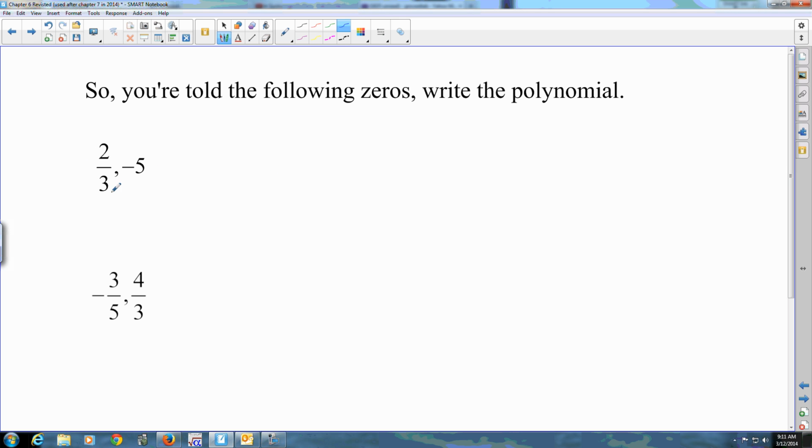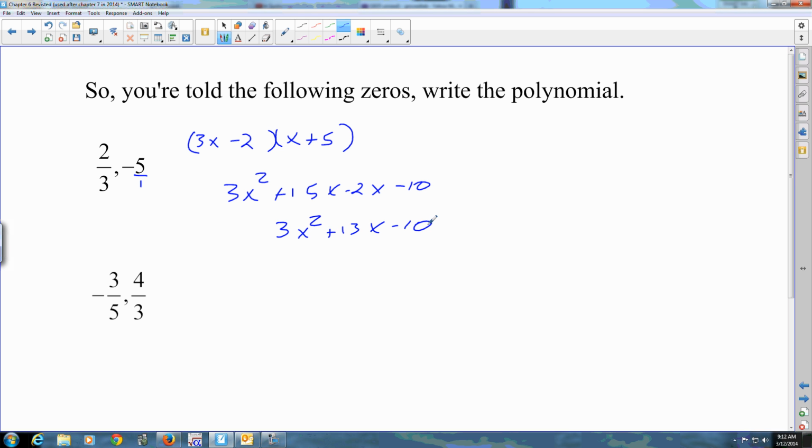So here are some zeros. Give me the polynomial. Well, you have to start by writing the factors. 3 goes in front as the coefficient. Change the sign. This one, 1 is the coefficient. You don't need to write it. Plus 5. Now I'm asking you to FOIL it out. So that would be 3x squared plus 15x minus 2x minus 10. And then you just add the like terms in the middle. There you go.